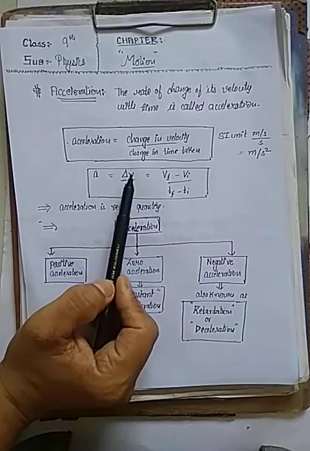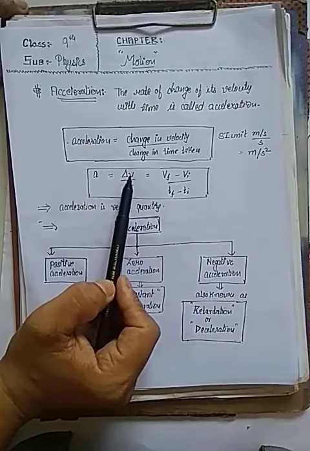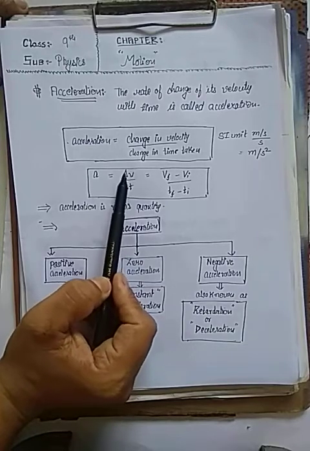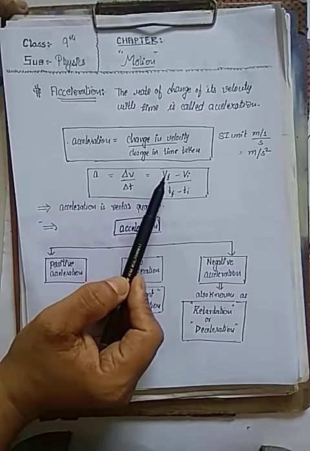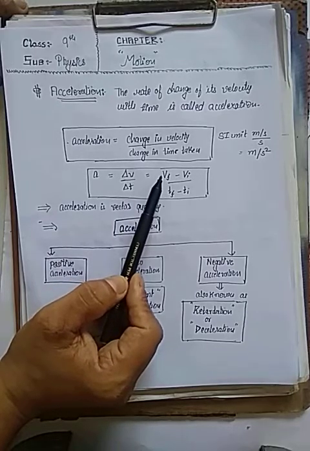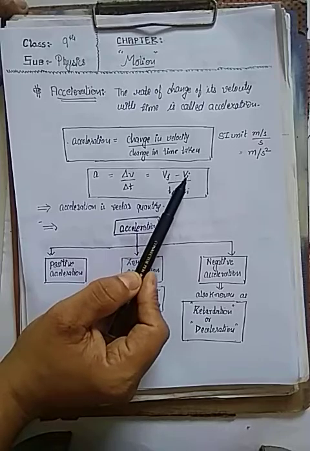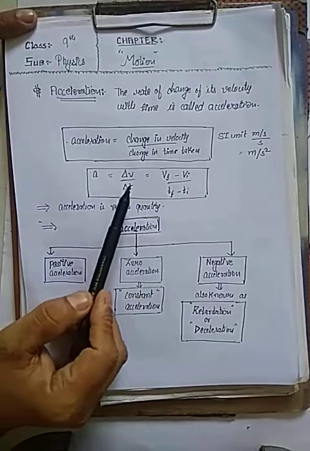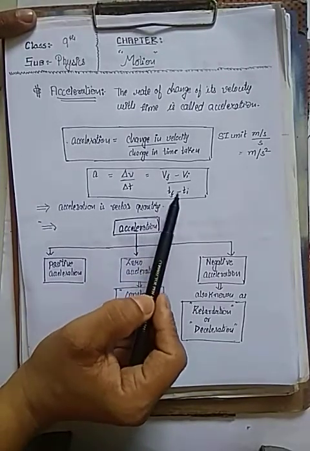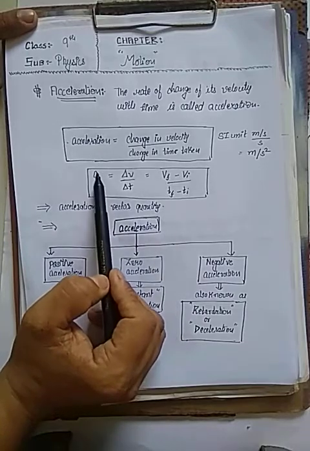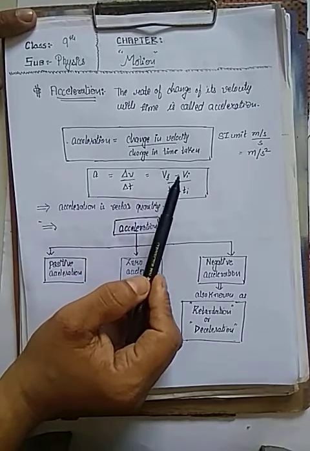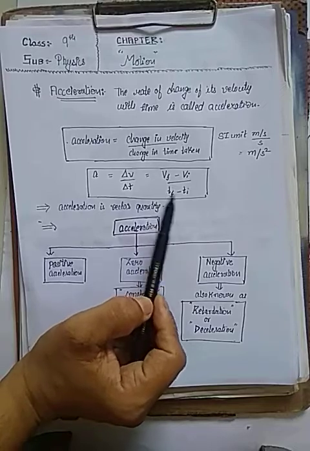If something else is given, suppose I put here distance, delta d, then you put final distance minus initial distance. If time is given, put final time minus initial time. So the formula is clear: acceleration is equal to final velocity minus initial velocity, upon final time minus initial time.